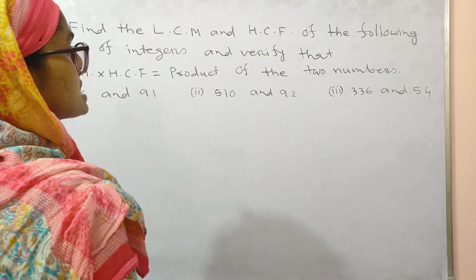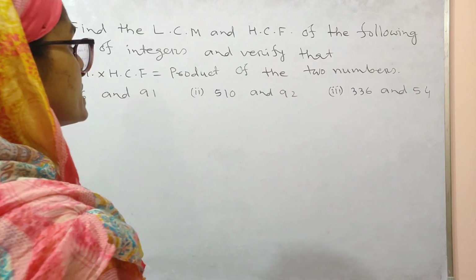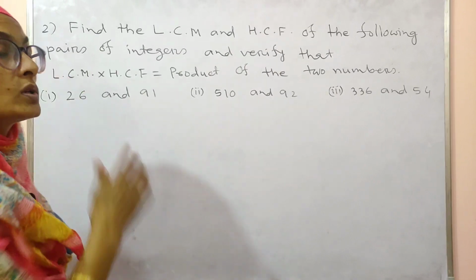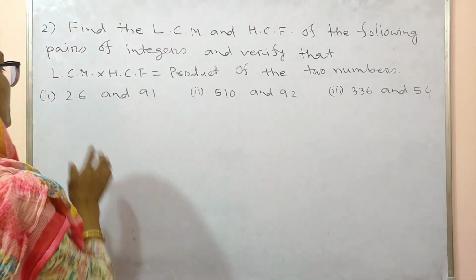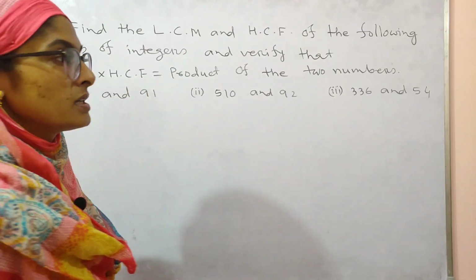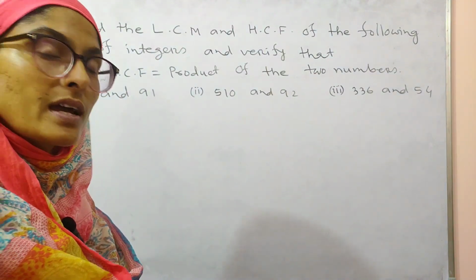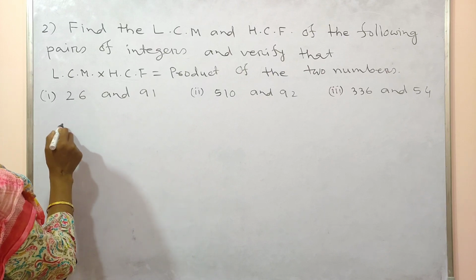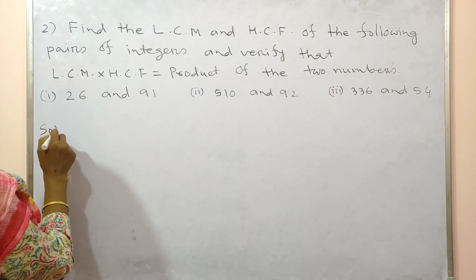Number 2, find the LCM and HCF of the following pairs of integers and verify that LCM into HCF equals the product of the two numbers. So number 1, 26 and 91. You have to find the HCF and LCM by using any method you can use. So here number 1, write down the solution.